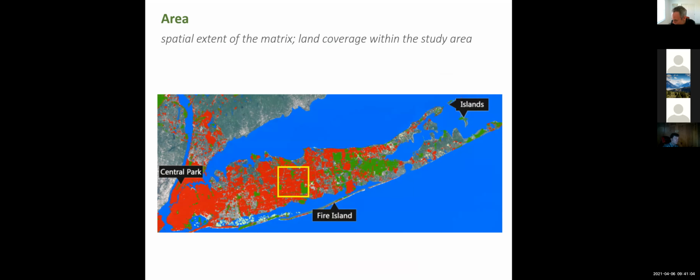By definition, the matrix is almost always the largest landscape typology within the study area. And if we look at our study area here on Long Island again, the area of the matrix would be the acreage within that study area that's covered by red.